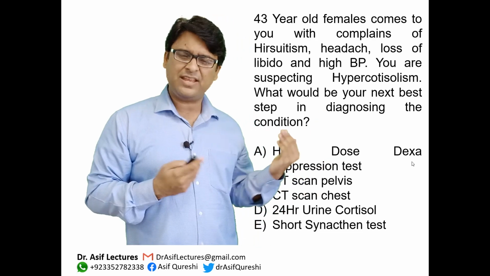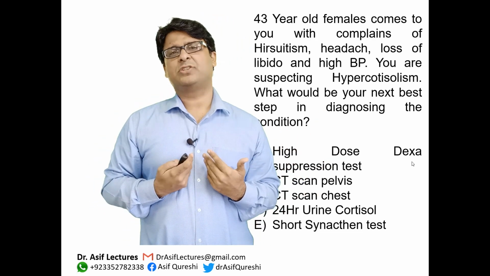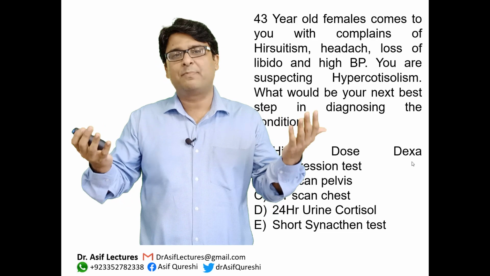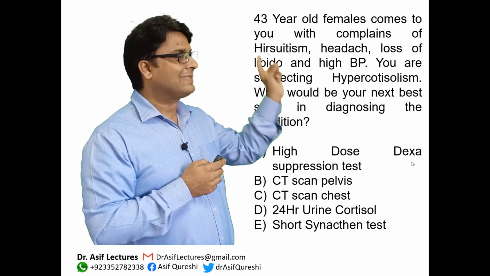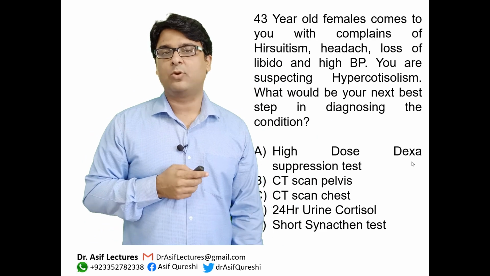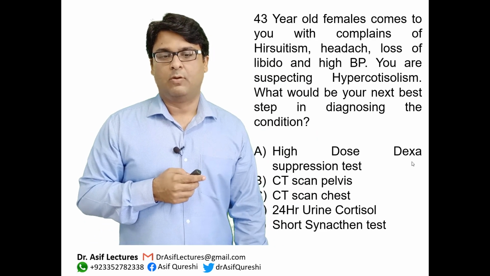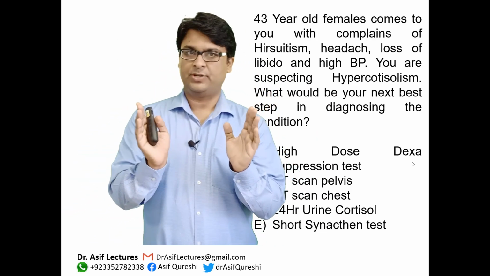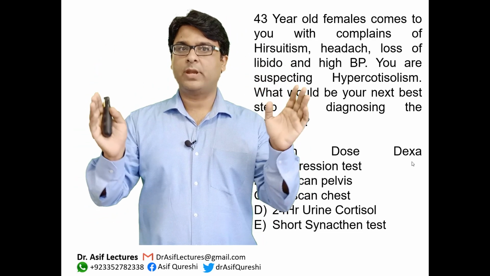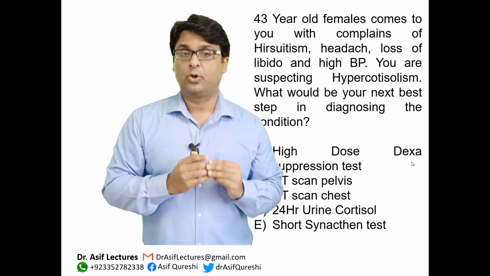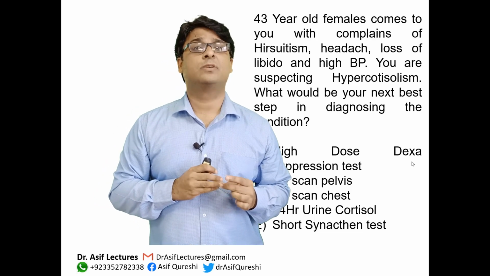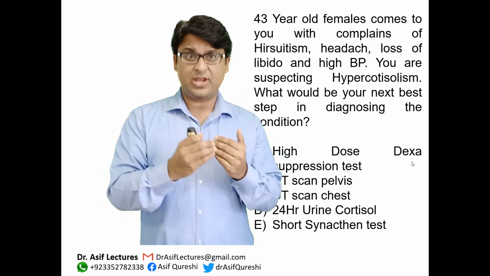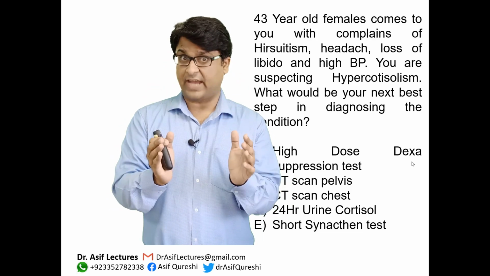Okay, let's see. Now they are telling me this is, I was thinking Cushing syndrome, and now they are already telling me this is hypercortisolism because of Cushing. What would be your next best step in diagnosing the condition? Here is a patient who has complaints which are very much pointing towards Cushing's problem, and you are thinking this is Cushing disease, hypercortisolism. Now they're asking you what is the next best step in the diagnosis, because you have to fix the diagnosis.